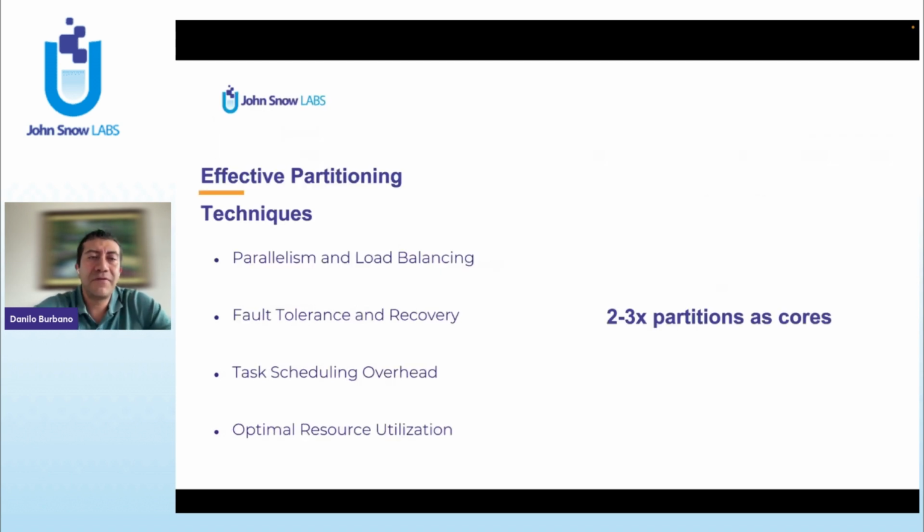Now, let's review effective partitioning techniques. Remember, Spark NLP is built on top of Spark, so the fundamental principles of Spark partitioning also apply to our NLP pipelines. It's suggested to have at least 2 to 3 times as many partitions as there are cores in your Spark cluster. The 2 to 3 times multiplier is a good starting point, derived from practical experience in the field. It has been observed to strike a good balance between the benefits of parallelism, load balancing, fault tolerance, task scheduling, and manageable overhead.